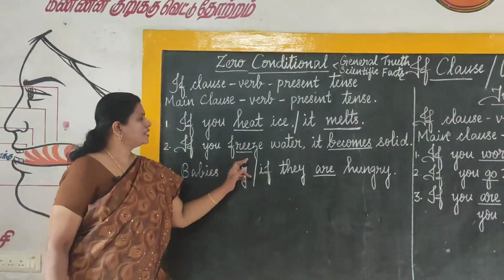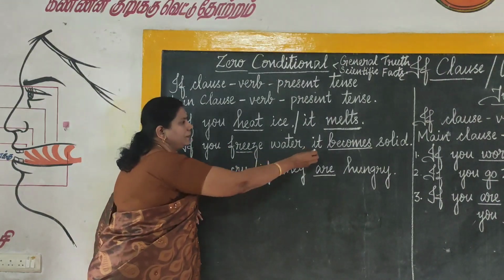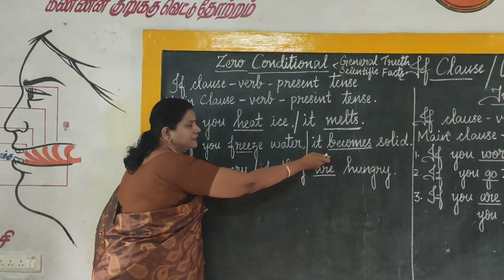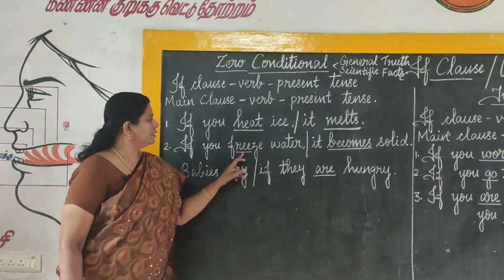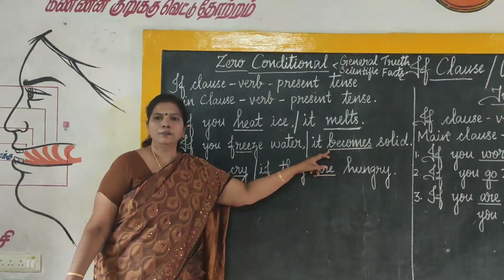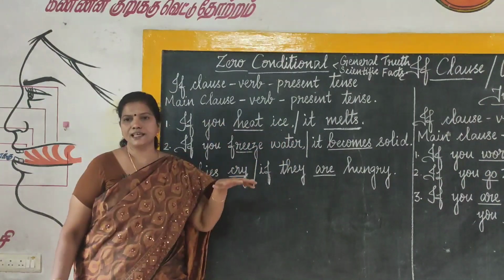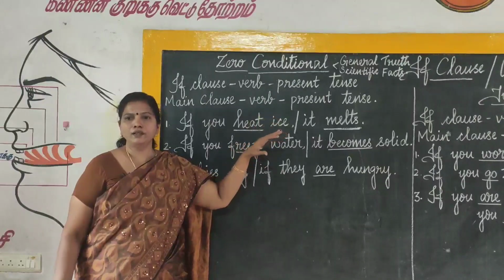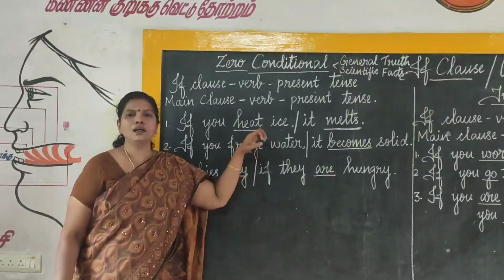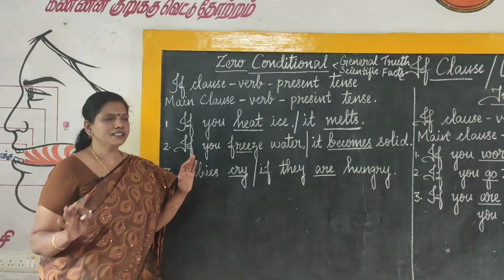Next one, if you freeze water, it becomes solid. If you freeze water, what happens? It becomes solid. Up to this is the dependent clause and this is the main clause. The verb in the if clause is in present tense and the verb in the main clause is also in present tense. If you freeze water, it becomes solid. So 100% possibility is there. Definitely things will happen, so we can call it a real condition. Things will happen definitely. It's confirmed.